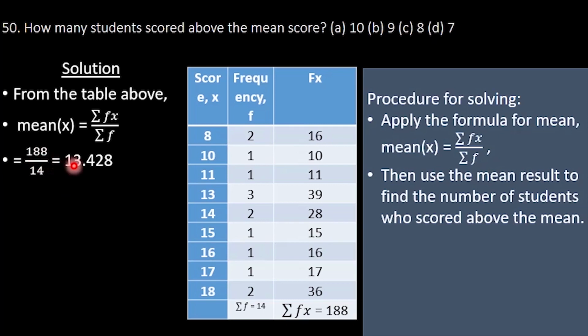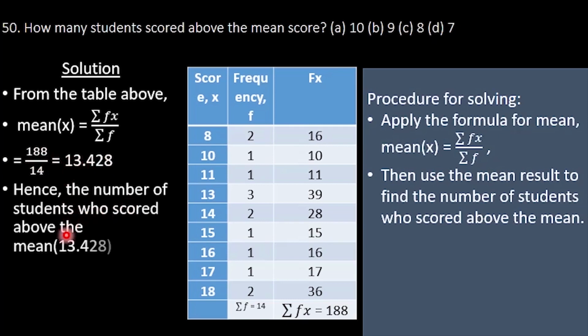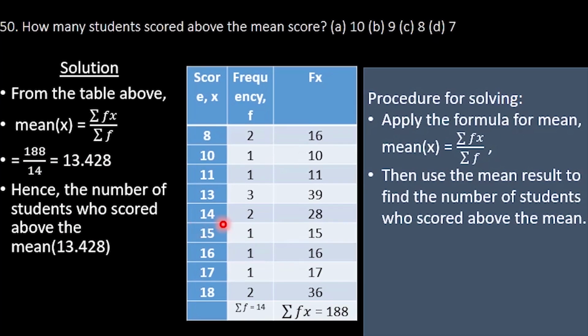Hence the number of students who scored above the mean. To know the number of students who scored above the mean, don't forget that those that scored above the mean start from here, because 13.428 is greater than 13. Now these are the students who scored above the mean, starting from 14. The frequency of 14 now, we have 2 students, 15 we have 1 student, 16 we have 1 student, 17 we have 1 student, 18 we have 2 students. Now we are going to add this up. You now have 2 plus 1 plus 1 plus 1 plus 2 is equal to 7.